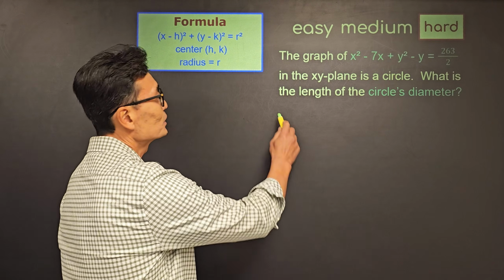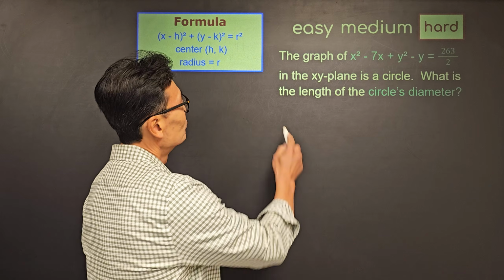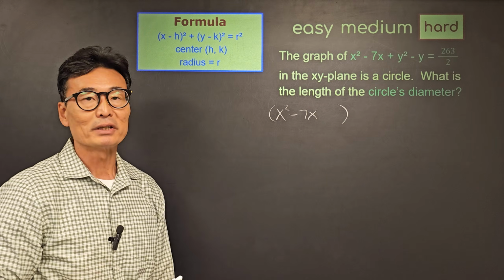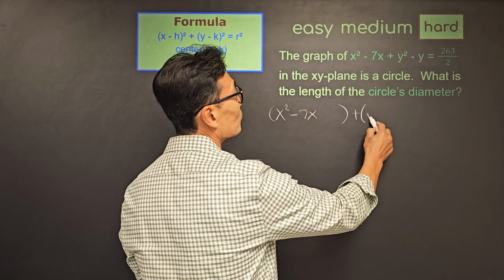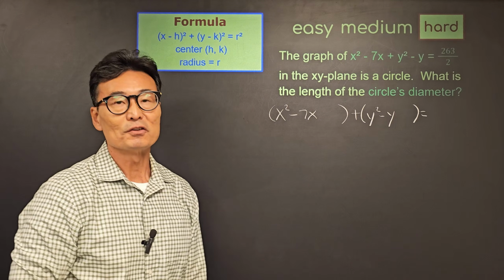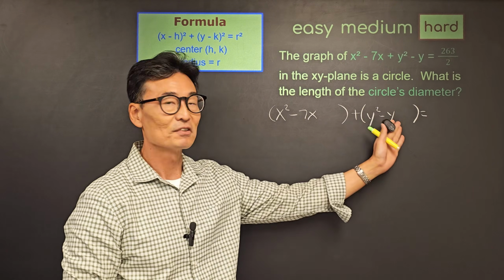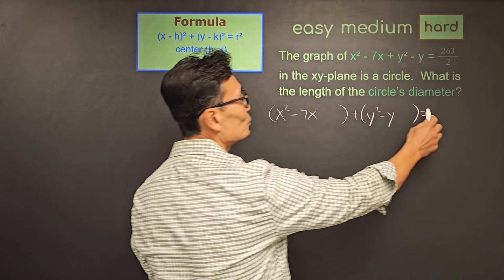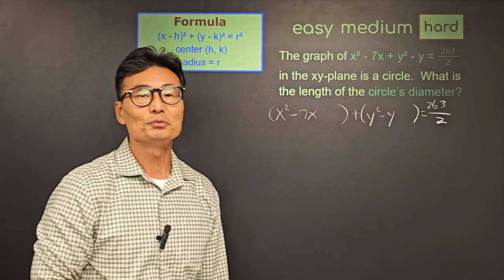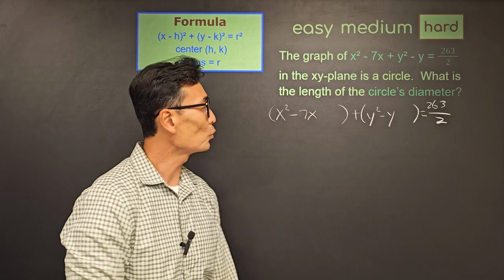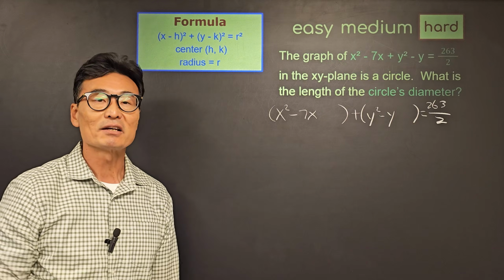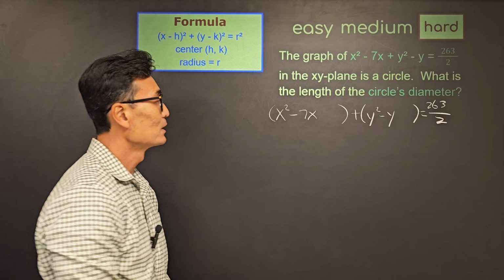First, I'm going to write the equation where we have the x's in one parentheses and the y's in another set of parentheses. And notice that I left some room. And on the right side, we have that 263 over 2. So what we're going to do is use the completing the square method in order to take that x squared minus 7x, put it into that (x minus h) squared format.